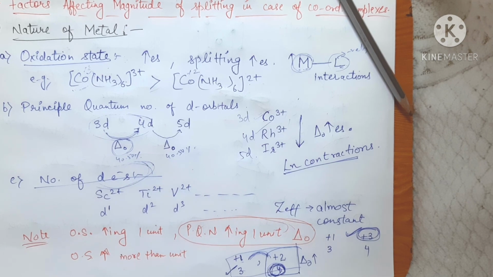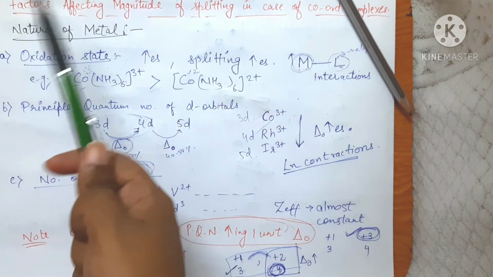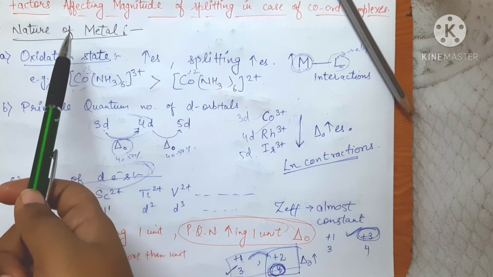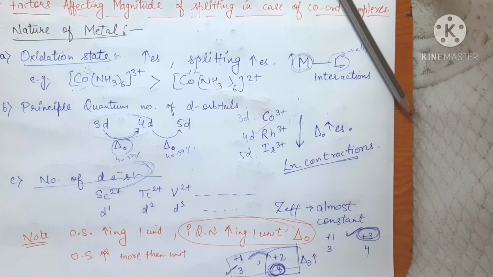So this is about the factors affecting magnitude of splitting in case of coordination complexes. The first one which we have discussed is nature of metal. Now in the next video we are going to discuss the nature of ligands, how the nature of ligand affects the magnitude of splitting in case of coordination complexes.